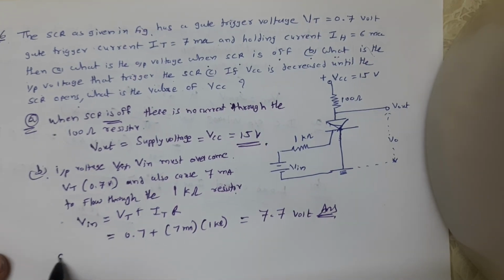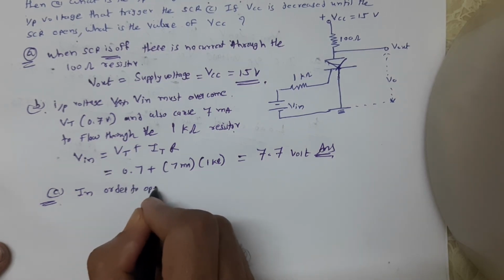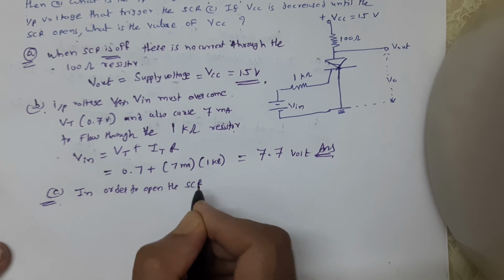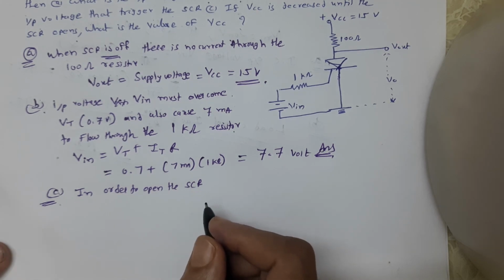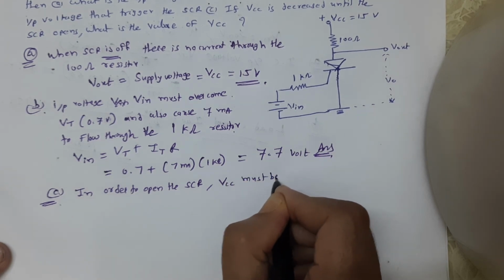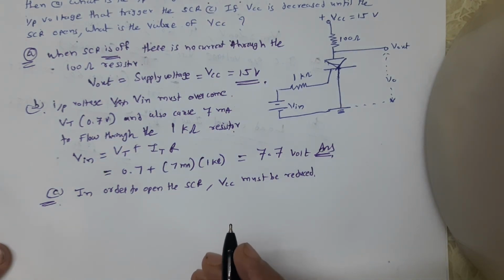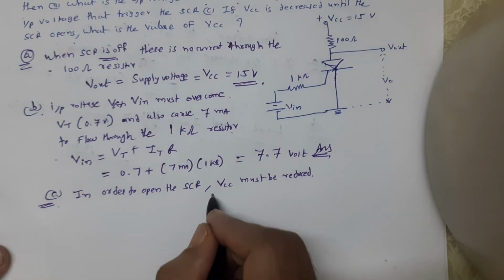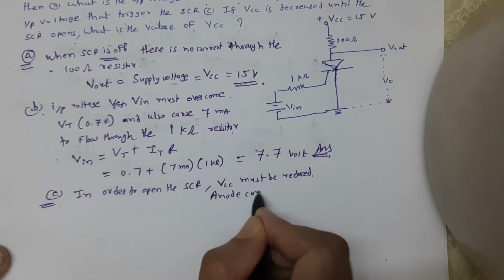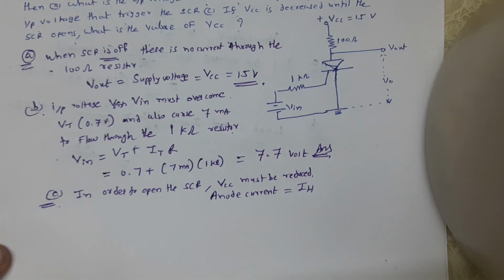Then the last one is the answer C. In order to open the SCR, the VCC must be reduced so that anode current is equal to IH.